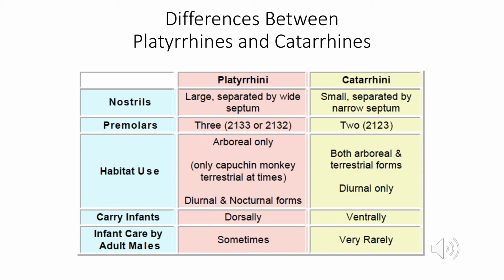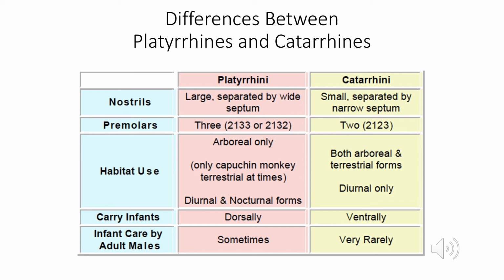So again, we talked about those nostrils and septums. Our Platyrrhines, our New World monkeys, have large nostrils separated by a wide septum. Again, the dental formula is going to be a little bit different. I don't dive very deeply into that in this course, but just be aware that those are different.